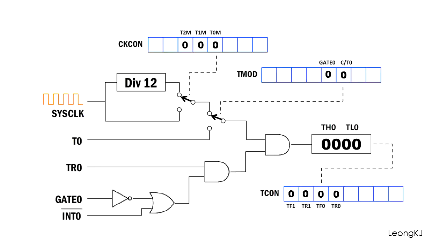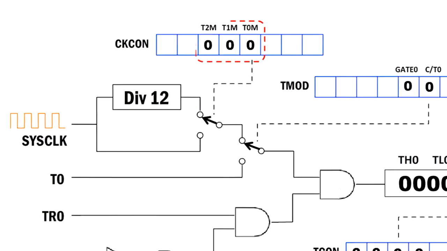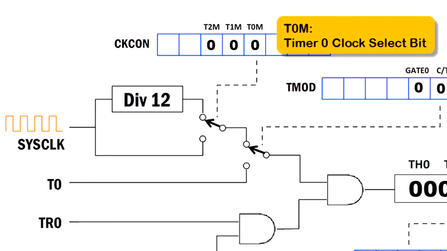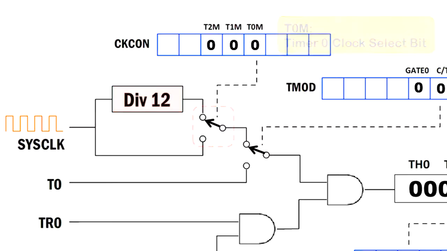The 8051 timer. This is the logic circuit diagram of the 8051 timer 0. These timer control bits are 0 when the 8051 is reset. T0M, the timer 0 clock select bit, selects the clock that feeds the timer. The divide by 12 module divides the system clock by 12. When T0M is set to 1, the system clock is fed to the timer directly.